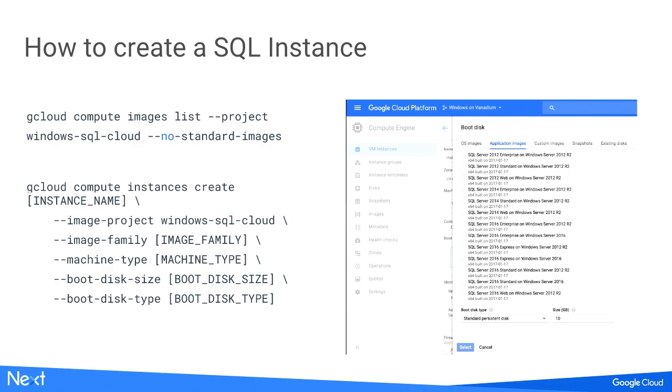Alternatively, you can also go to the Applications tab on the Cloud Console. You can find the list of all the available SQL Server images on the different Windows versions we support. If you need a particular configuration that is not in the list, please reach out to us.